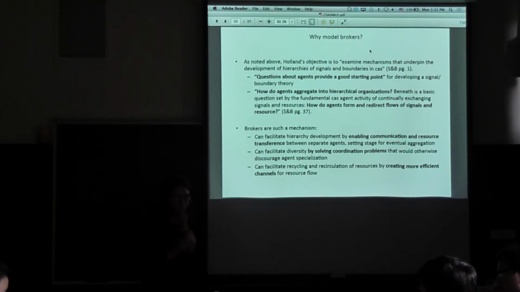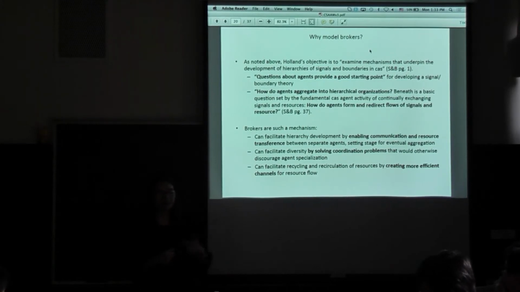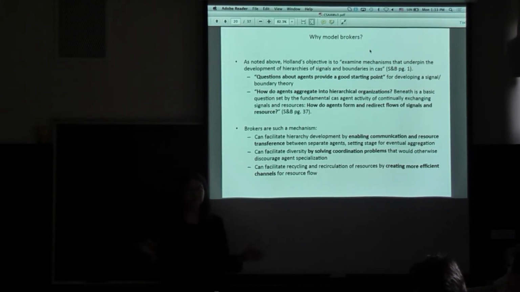As noted before, it's Holland's objective to understand the mechanisms that underpin the development of hierarchies. He says that questions about agents are a good starting point. Another thing he asks is how do agents aggregate into hierarchical organization, and how do agents form and redirect flows of signals and resources? I think that brokers might be a mechanism, and that's what my experiments are trying to show: that they can facilitate hierarchy development by enabling communication and resource transference between separate agents that may or may not know each other, and setting the stage for eventual aggregation.